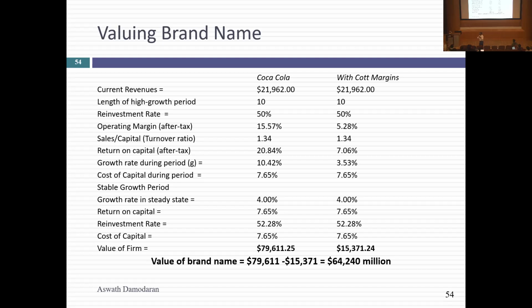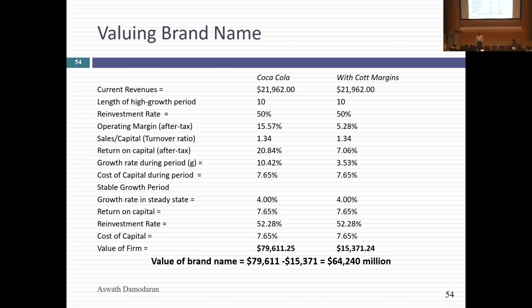So here's what I did. I took Coca-Cola. I'm not comparing Coca-Cola with Cott. I'm comparing Coca-Cola with Coca-Cola without its brand name, giving it generic margins. It has a ripple effect. Lower margins translate into lower returns on capital. Lower returns on capital translate into lower growth rates. You trace it all the way down. The value that I get for Coca-Cola with its brand name gone is $15.4 billion.